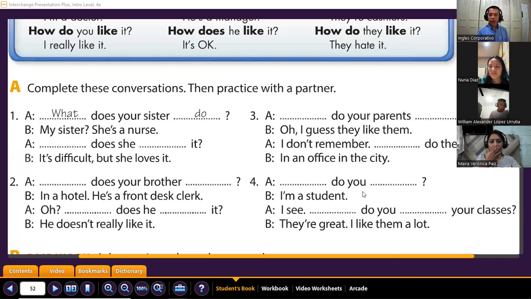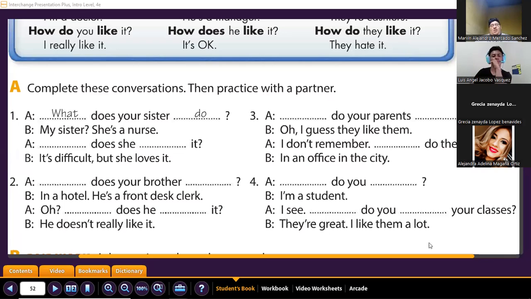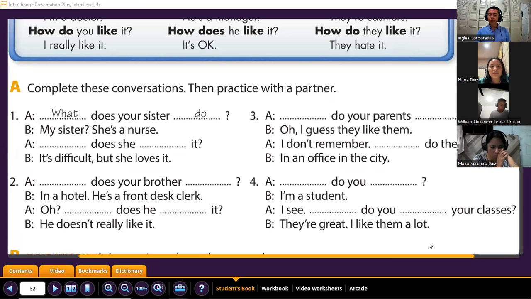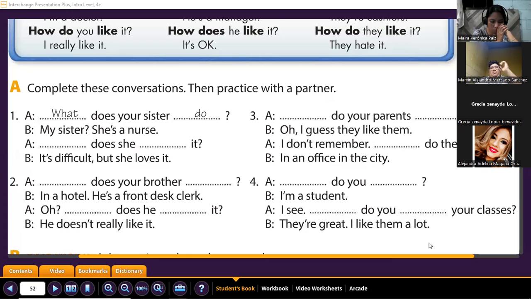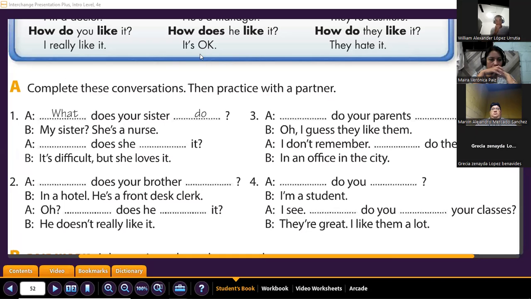Good. Group number one, are you ready? No, they're coming. Okay, good. From group number one, conversation one, Luis. En Grecia. Luis, letter A. Grecia, letter B. The TV is over there, right? Okay, good. Conversation one, I repeat. Luis, en Grecia. Luis, letter A. Grecia, letter B, right? Ready? Action.